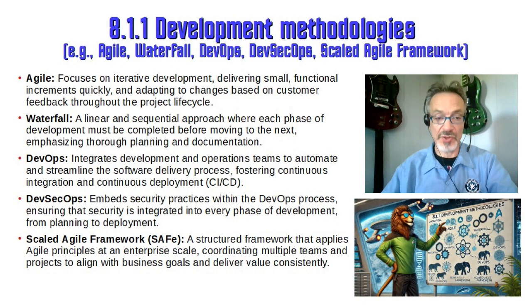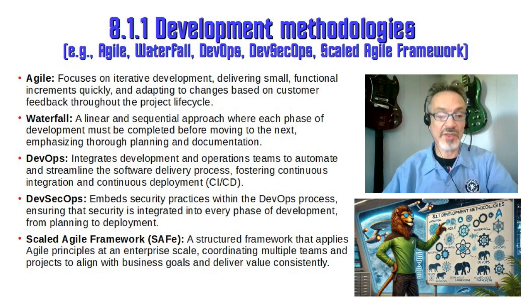Development methodologies. In this subtask, we cover some of the most widely used approaches in software development, each with unique implications. Agile. This is all about iterative development, delivering small functional increments quickly. This means security needs to be embedded into every cycle, not just at the end. Waterfall, in contrast, is a much more linear approach. Security measures are planned and integrated at each distinct phase. It's thorough, but it can be slow to adapt to changes.